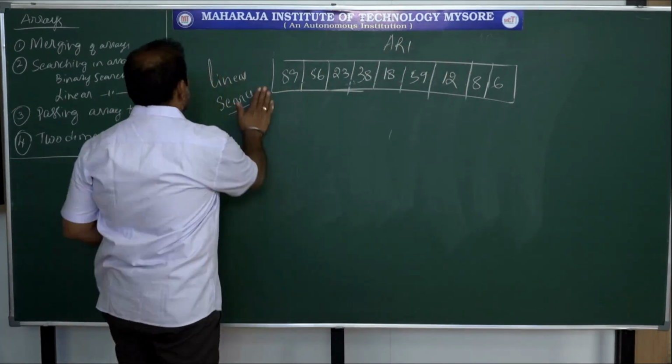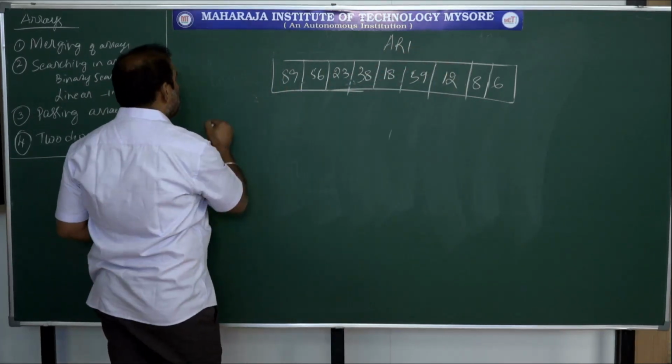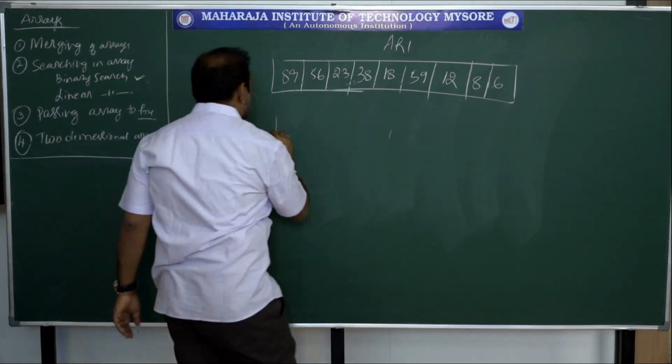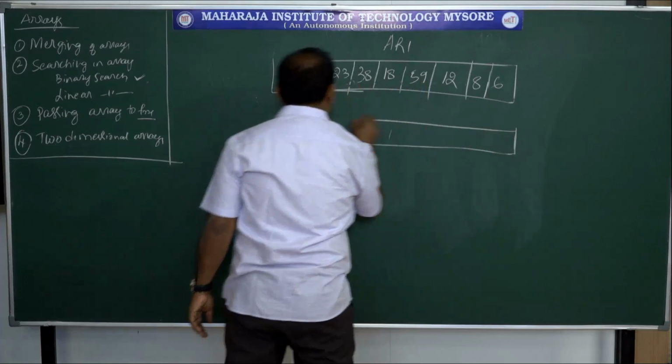So this is a linear search. Right. Whereas in case of binary search, the first step is to arrange the numbers in ascending order.